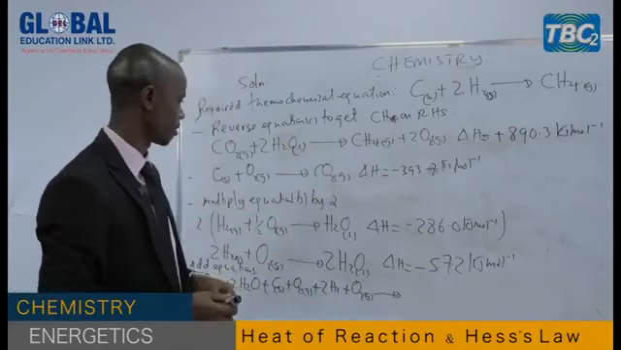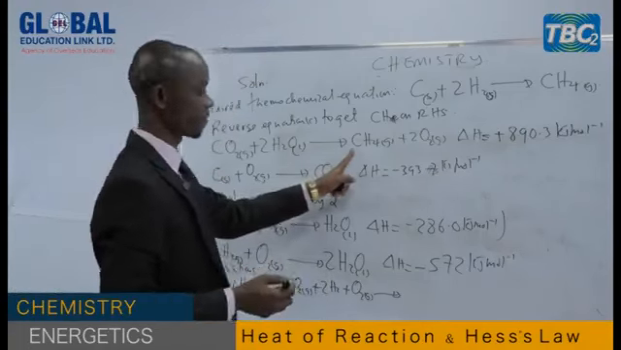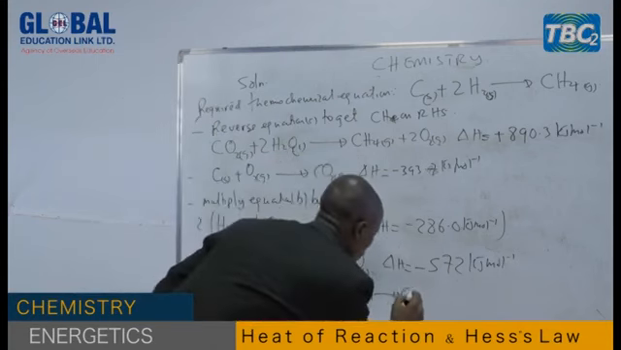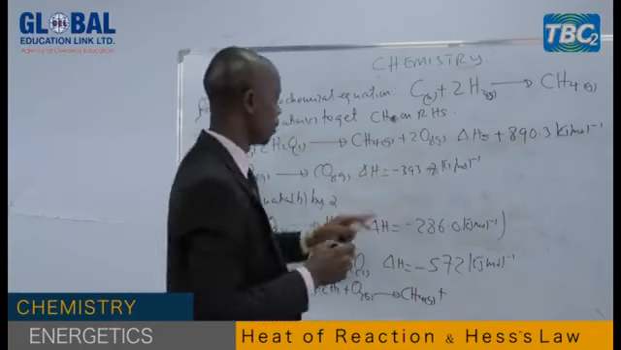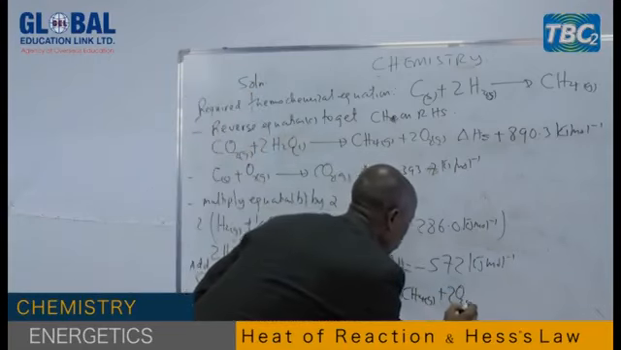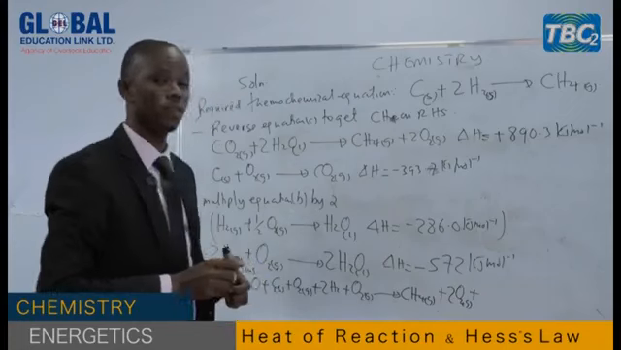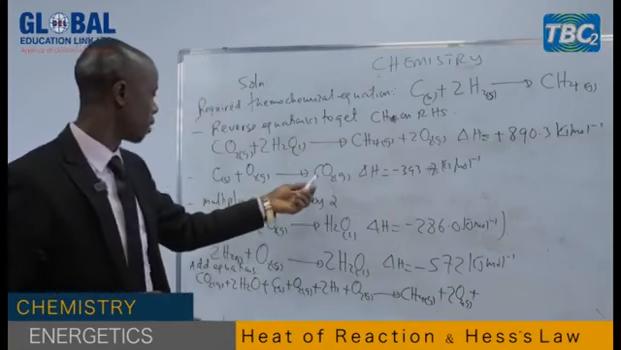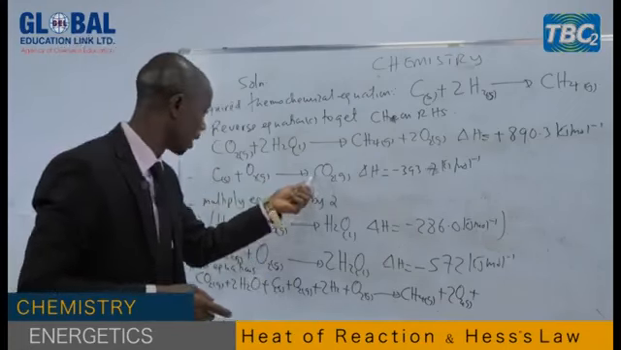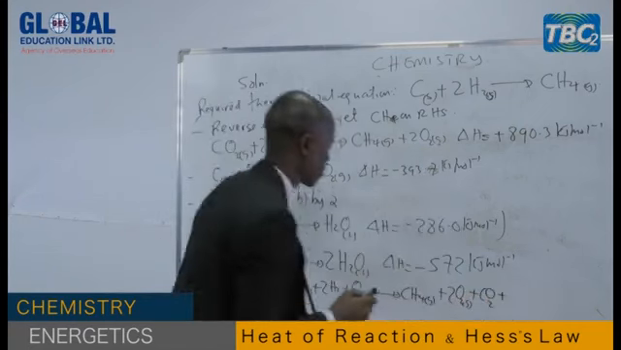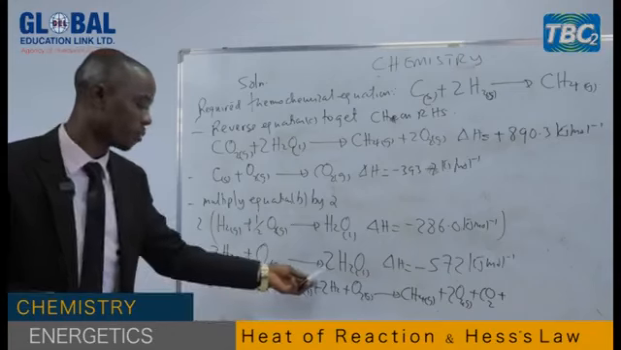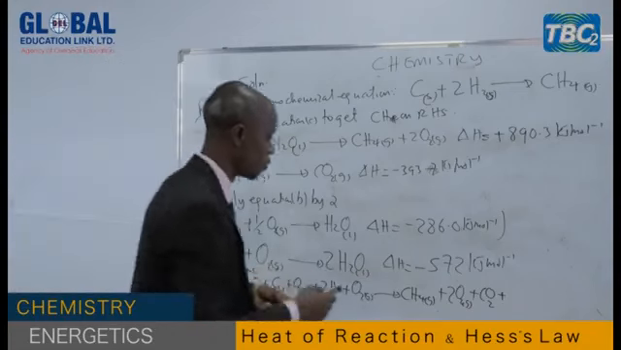So we go to the products. The first product, in the first manipulated equation, is methane gas together with 2 moles of oxygen gas. We go to the product for the second equation, that is carbon dioxide, plus, for the third one, 2 moles of water.